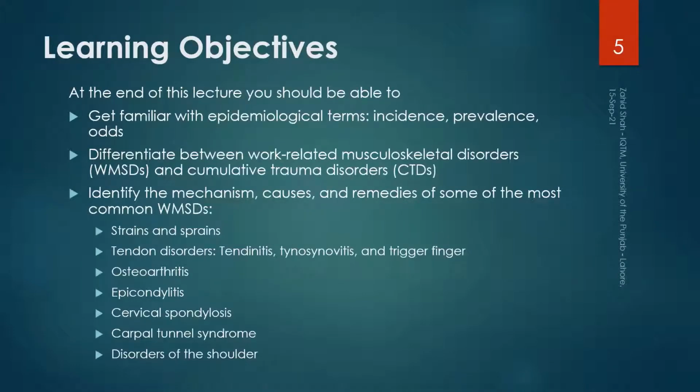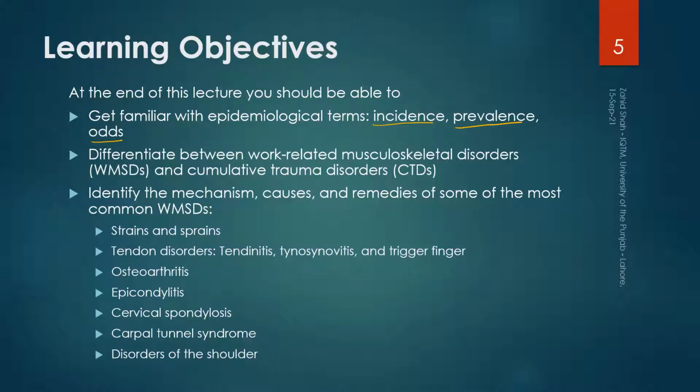At the end of this lecture, you should be able to get familiar with epidemiological terms, especially incidence, prevalence, and odds. You should be able to differentiate between work-related musculoskeletal disorders and cumulative trauma disorders. These are two very much related terminologies. They have almost the same meaning. There is a slight difference between the two. So you should be able to understand the difference. But some authors use them interchangeably.